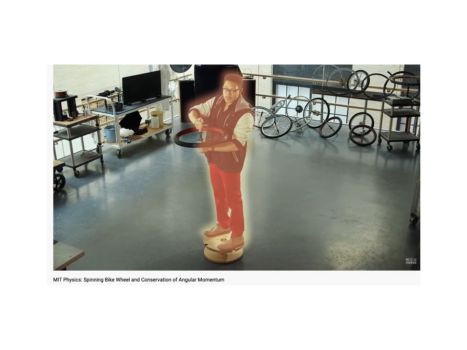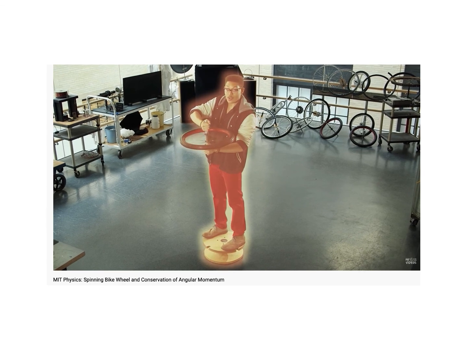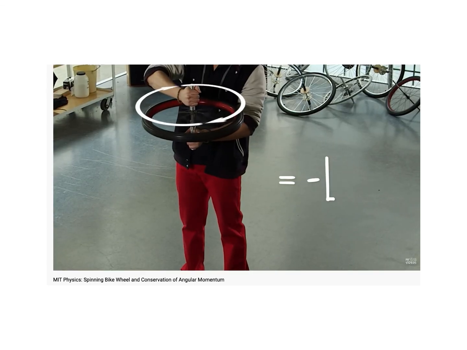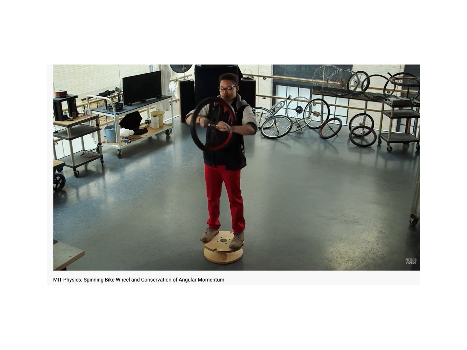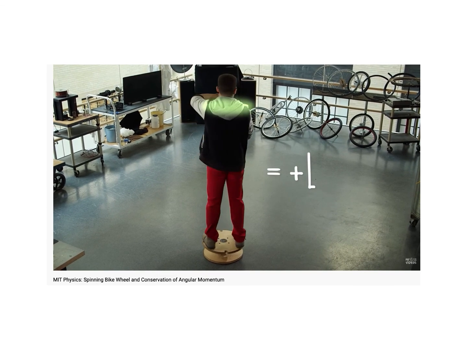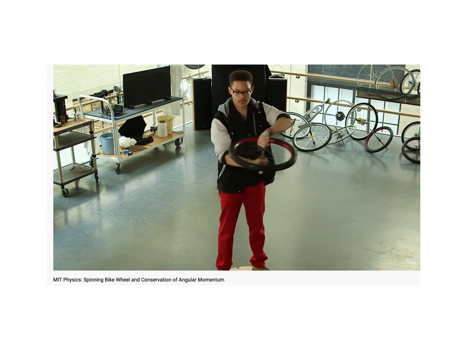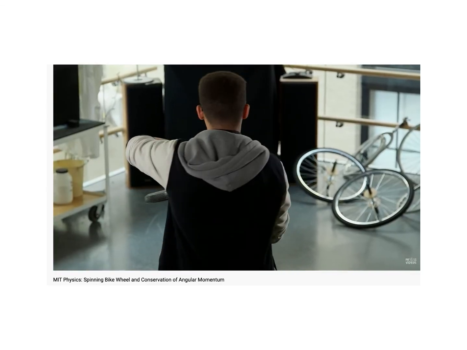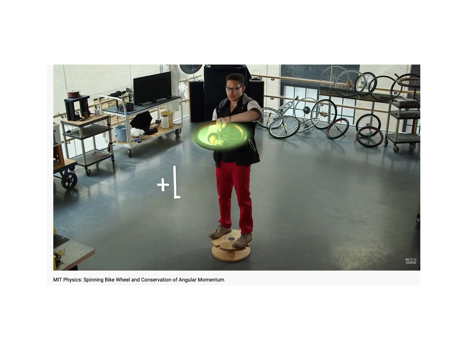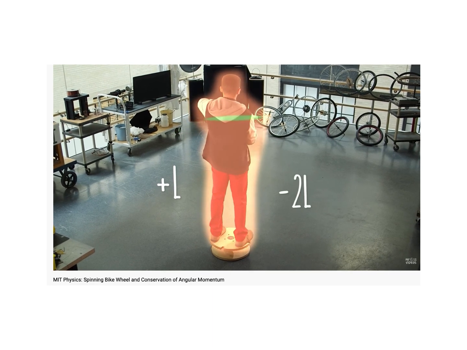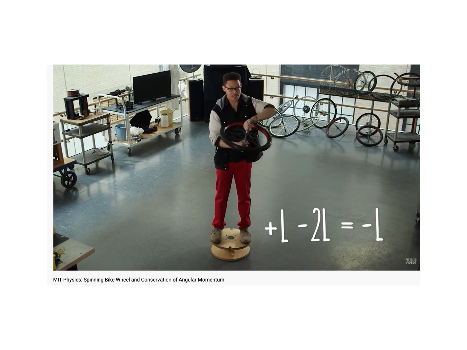So the whole system, me, the turntable, and the wheel, starts out at negative L. But when you flip the wheel, it now has positive L. So the whole system needs to stay at negative L because of conservation of angular momentum. So I need to spin with angular momentum of negative 2L. That's why I spin the other way.